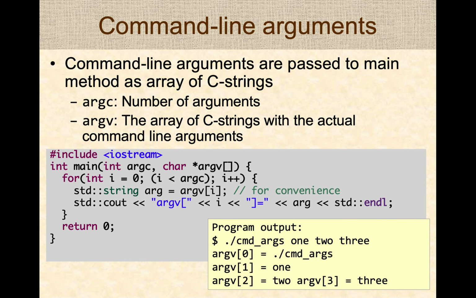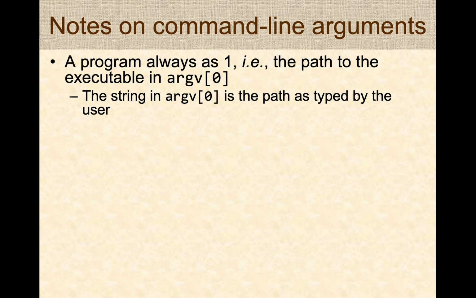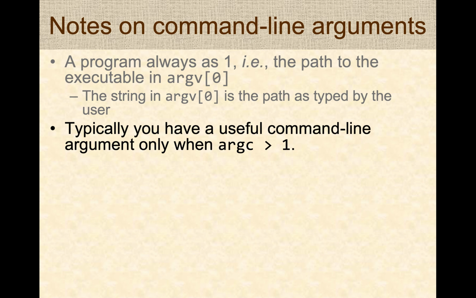So for example, if you run your program with the command line arguments 1, 2, 3, argv of 0, notice, the second parameter to main, will always contain the name of the executable as typed by the user. And then argv of 1 will contain the first command line argument, argv of 2 will contain the second one, and so on and so forth. Keep in mind, a program always has one command line argument, which will be the name of the executable in argv of 0. Typically, in order to have some useful command line arguments, argc should be greater than 1, and you can add checks for this in your main method if you wish.